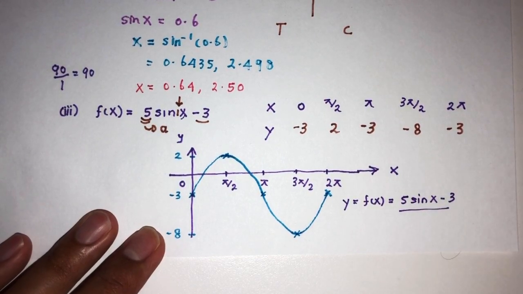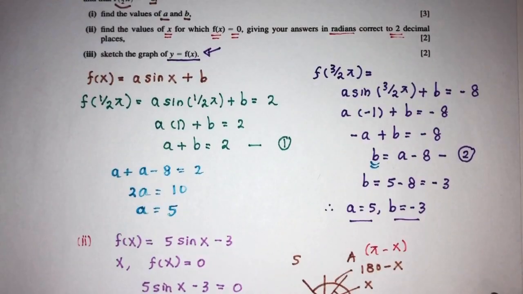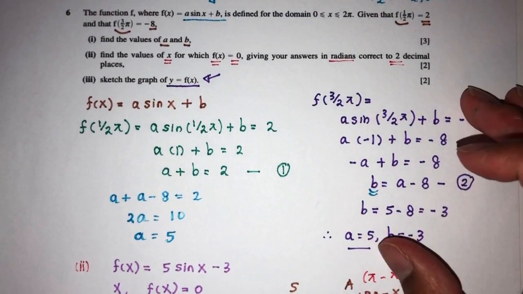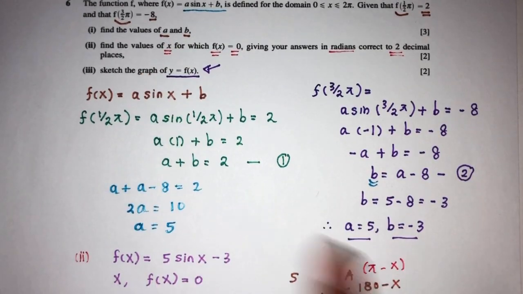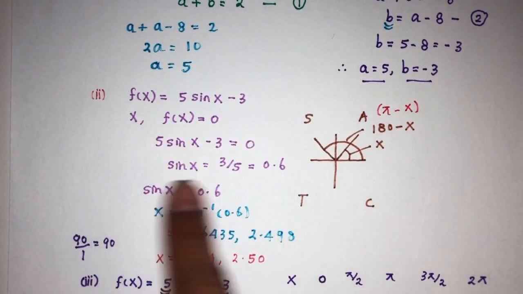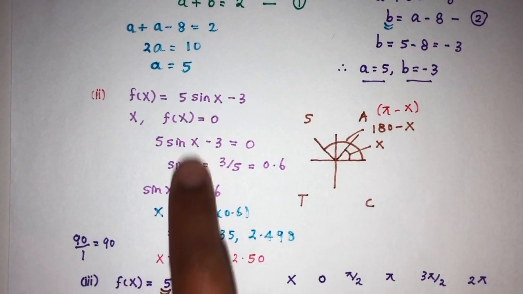So what did we learn here? We learned that for the first part, we have to use the given values to find the unknown. That's the only way. Using the given values to find the unknown first. And then here we have to solve this equation. So we proceed step by step by solving the equation. First thing, we have to make sine become the subject.